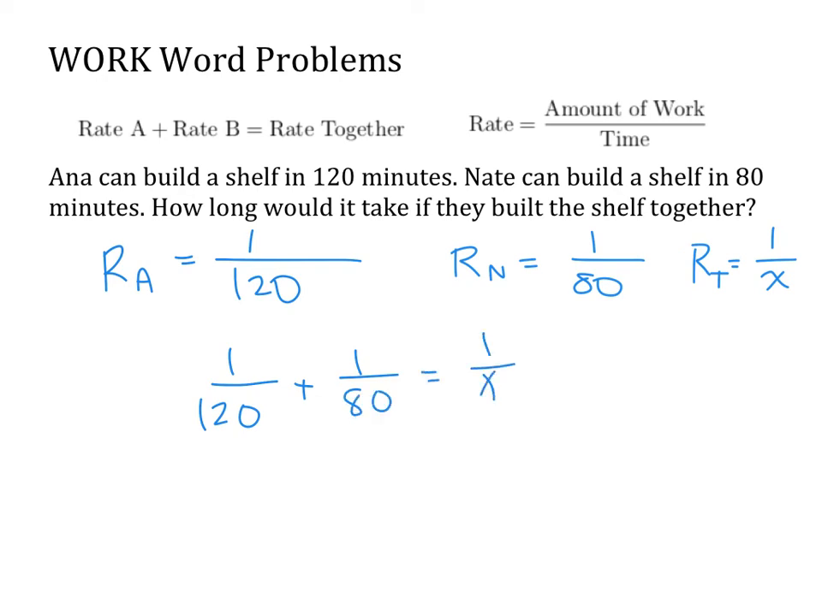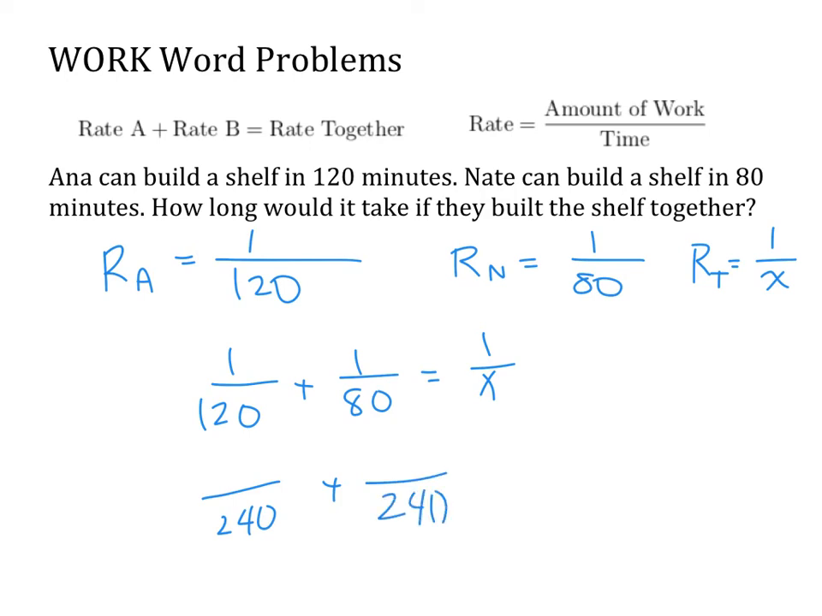And now it looks like something that we just did. So I'm going to combine my left side and then cross multiply to solve for X. So 1 over 120 plus 1 over 80. I have to find the LCD of 120 and 80. That one's going to be 240. I basically just thought of 8 and 12. So it's going to be something over 240 plus something over 240.